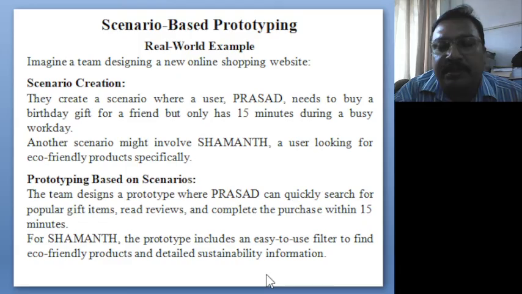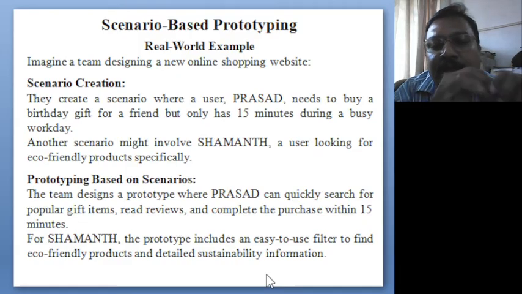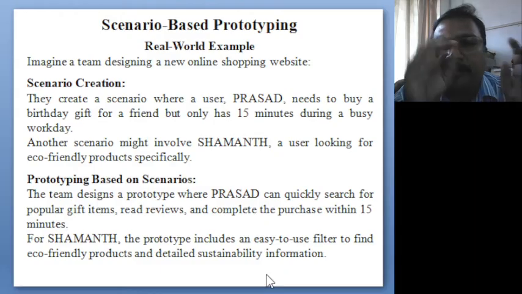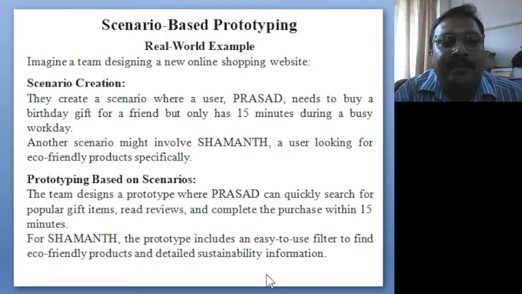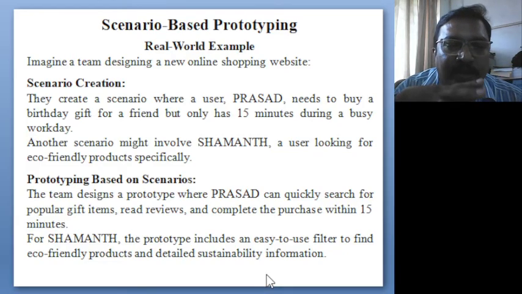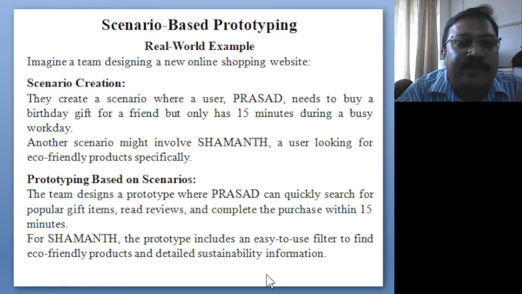So two different scenarios. Prasad has only a 15 minute break. You don't want to go any other time; you always want to sit in front of the laptop. In 15 minutes he has to get a birthday gift. Whereas another user, Shamant, is looking for eco-friendly products specifically. He has a little bit more time and he is more eco-friendly going through that. So two different scenarios are given as examples.